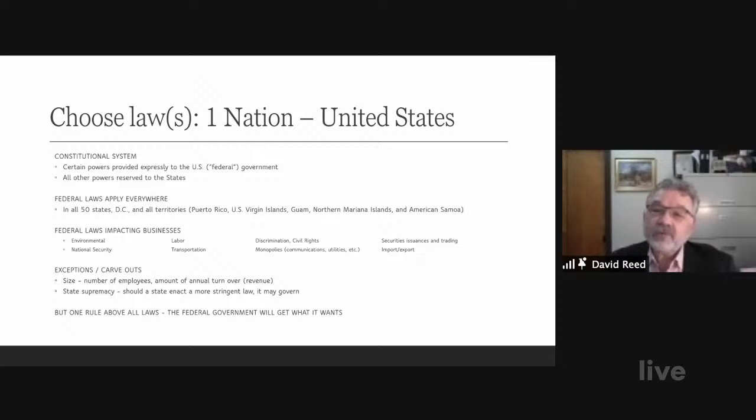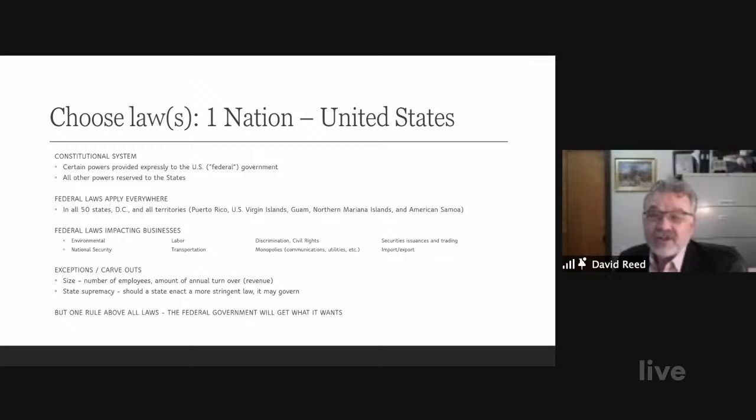So presuming that you're coming into the United States, presuming that you're going to begin with very few employees, and presuming that you're going to begin with no annual sales or revenues, chances are many federal laws are not going to apply to you because they are designed for larger corporations.